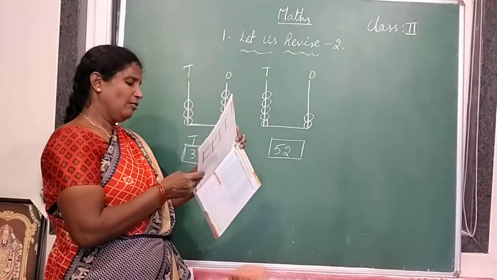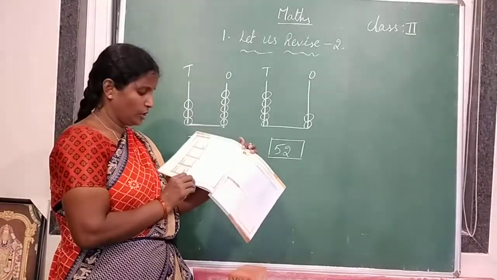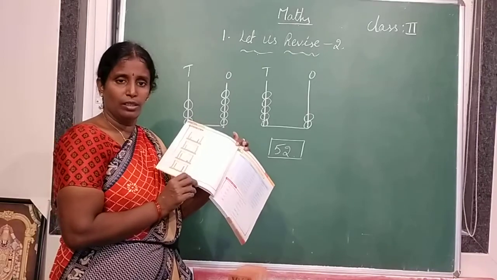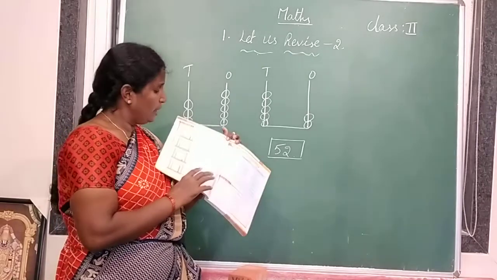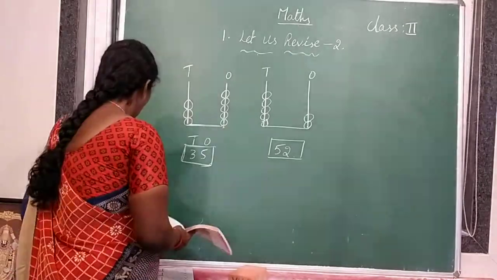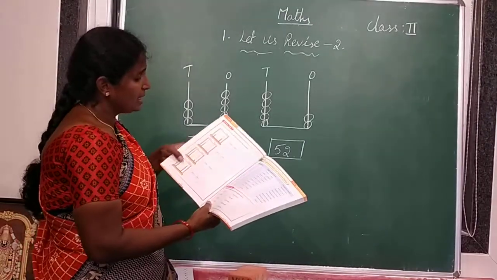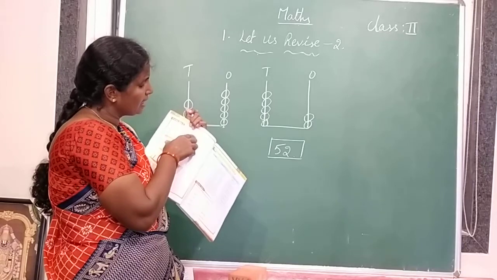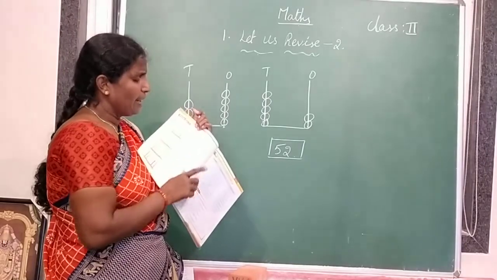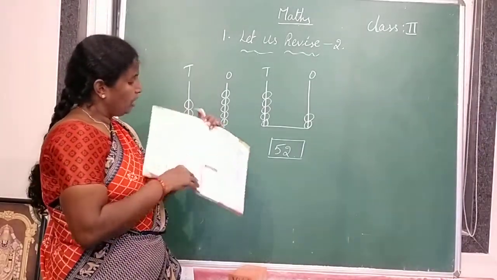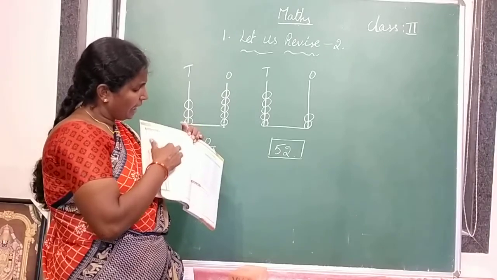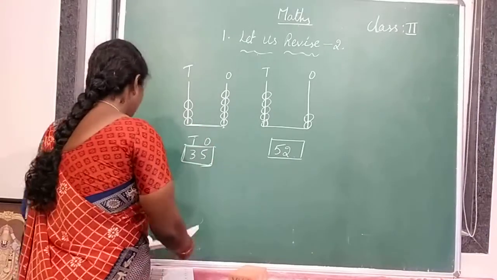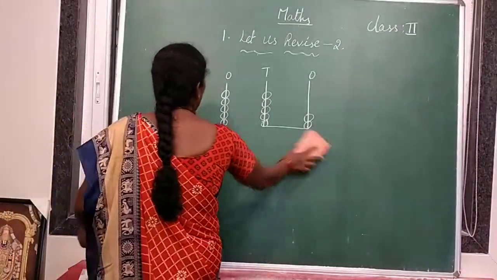Now all of you open page number 12 in your content book. Sorry, page number 12. Here abacus is given. You have to count the beads on the abacus and write the numbers. First one I will explain. Remaining you can do simply.